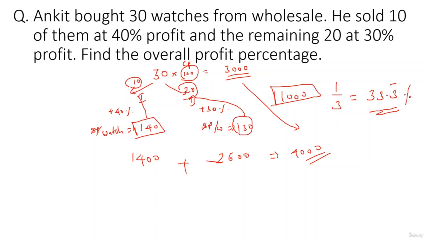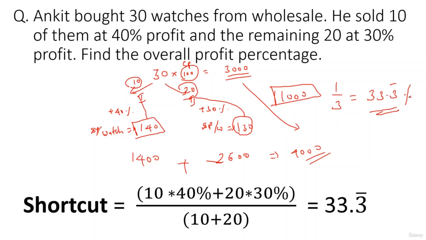Okay, there's a much quicker way to solve the question. Let's see how, in one step. This is called the weighted average, the concept of weighted average. If there is 40% profit on 10 watches and 30% profit on 20 watches, then 10 into 40 plus 20 into 30, divided by the total number of watches, is the overall profit percentage. We'll discuss the weighted average in detail when we reach averages.